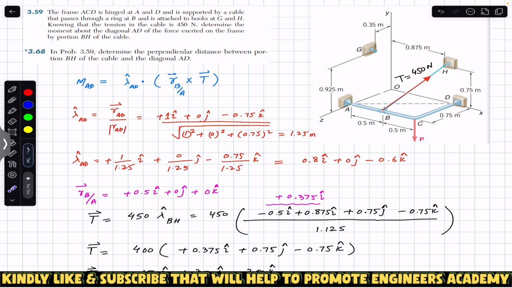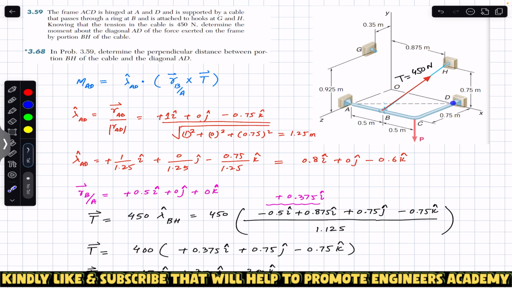Now you guys can do this in two different methods. The first method is you find the moment of this tension T about any point on this AD line. So that will be the moment about that particular point. Let's say if you want to find the moment about this point A, which lies on this AD line, we will find MA. So MA will be equal to R cross that tension T, and this R will be a vector which will start from B and end on A if you want to find the moment about point A.